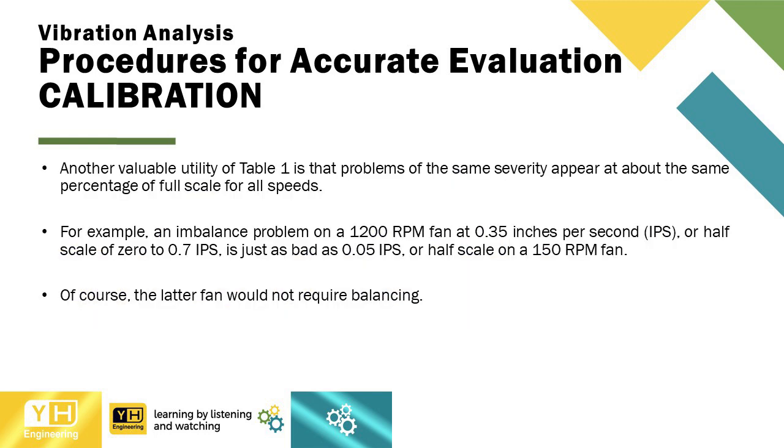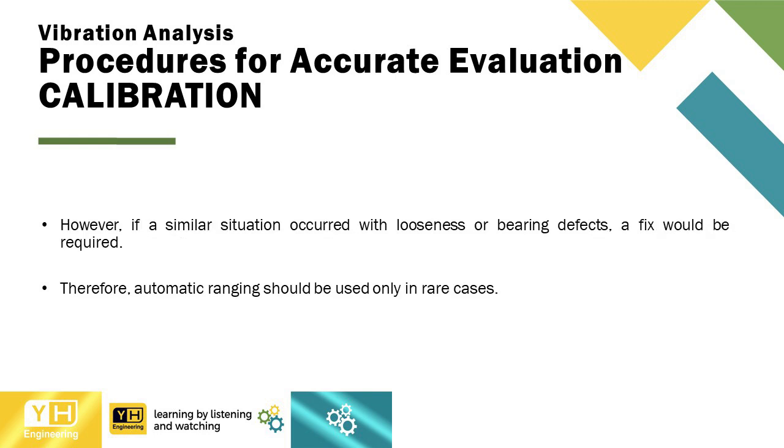Another valuable utility of Table 1 is that problems of the same severity appear at about the same percentage of full scale for all speeds. For example, an imbalance problem on a 1200 rpm fan at 0.35 inches per second, or half scale of 0 to 0.7 inch per second, is just as bad as 0.05 inch per second, or half scale on a 150 rpm fan. Of course, the latter fan would not require balancing. However, if a similar situation occurred with looseness or bearing defects, a fix would be required. Therefore, automatic ranging should be used only in rare cases.